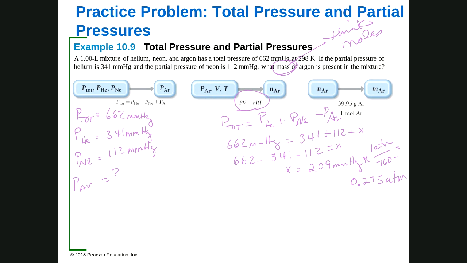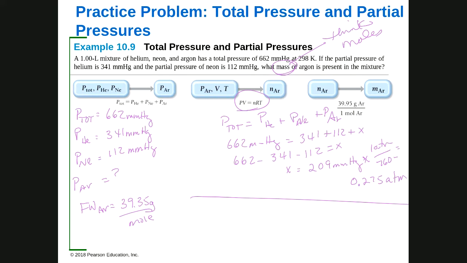Okay, so now I know the pressure of that. What I need to solve for is how many moles, because if I want to know the mass and I know what the gas is, I solve for the moles, and then I can use the formula weight. I'm going to be looking at argon, and the formula weight of argon is 39.35 grams per mole. I just looked that up on the periodic table.